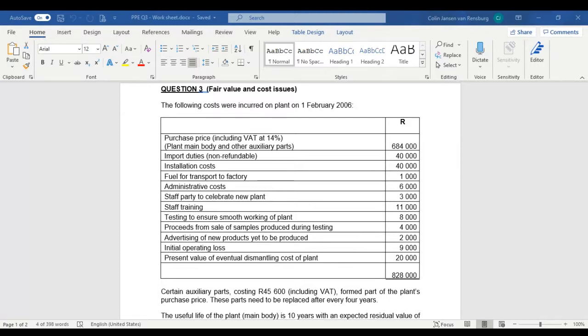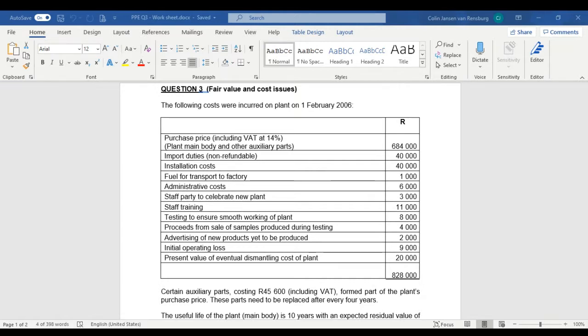Like Taryn states, and like you also said, you multiply by 100 because the gross purchase price represents the factor of 100, and then you divide by the factor that includes the value-added tax, which is 114. If the value-added tax was 15% like it is now, then you multiply by 100 and divide by 115. But in this case, it's 14% because it was still 2006. So you multiply by 100, divide by 114. So what is our purchase price? R600,000. Thank you. The purchase price is then R600,000, which means that the value-added tax is R84,000.